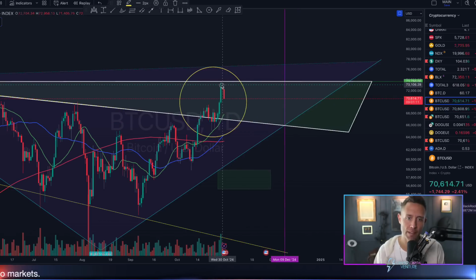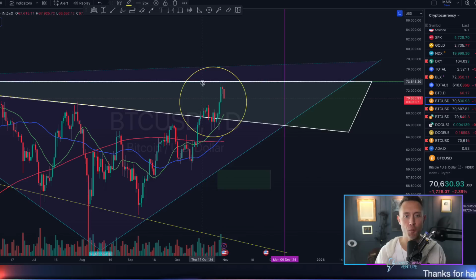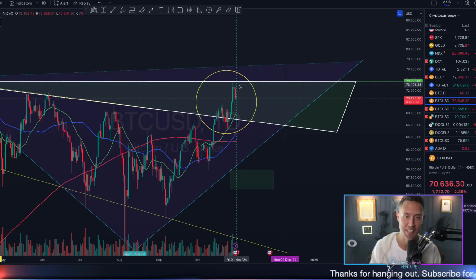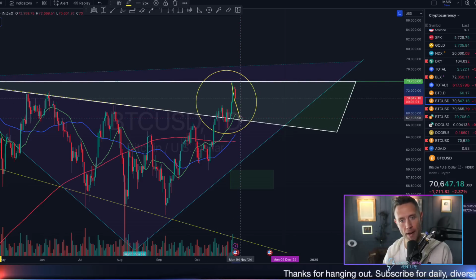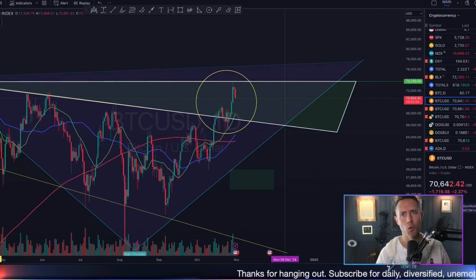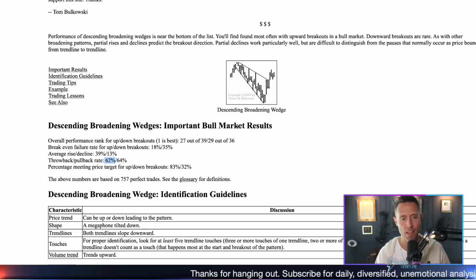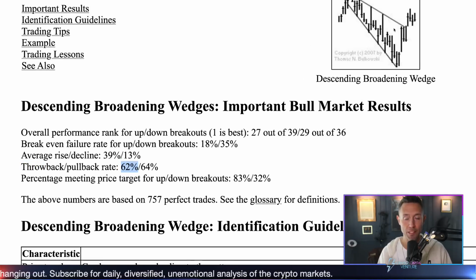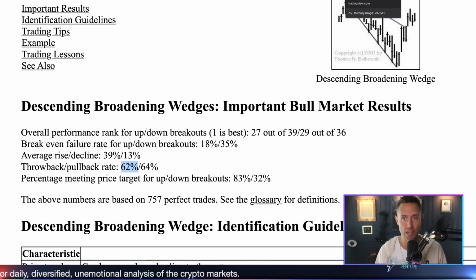But now the throwback that might be in play right now is more in line with what I like to see, especially if we're bouncing off of a macro resistance area, namely all-time high resistance. So check this out. A throwback at this moment is so normal, even if it's not in this environment. I use a lot of data from Bulkowski, thepatternsite.com. When he's talking about descending broadening wedges, he talks about a throwback rate of 62%. So that's a pretty high percentage for throwbacks out of these wedges and out of these breakouts.